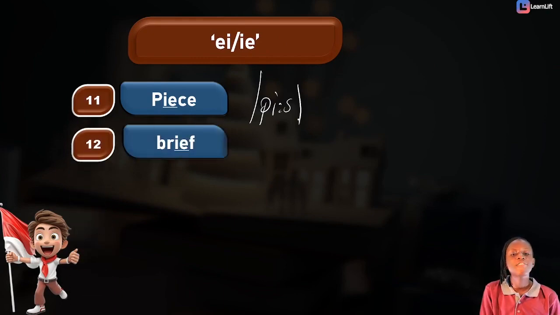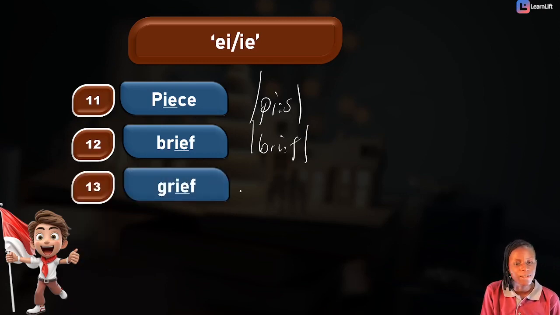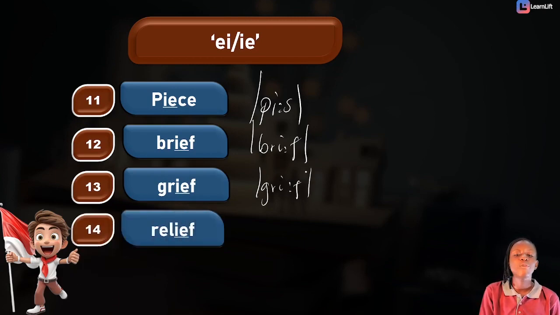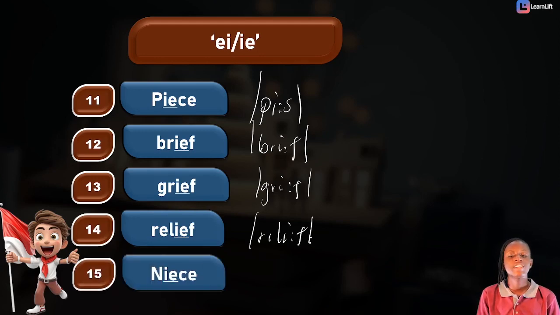Next I have my brief. Transcribed as this. Next up we have grief. So this is my grief. Transcribed as this. Next I have my relief. It's such a relief. My relief is transcribed as this. Moving on, we have our knees. My knees is transcribed as this, just as we transcribe our knee.